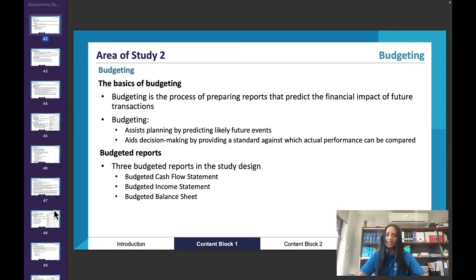So, budgeting is the process of preparing future reports in order to predict the financial impact of future transactions. This process assists planning by predicting likely future events, and it aids decision making by providing a benchmark against which actual performance can be compared. According to the study design, we need to be familiar with three budgeted reports: the budgeted cash flow statement, the budgeted income statement, and the budgeted balance sheet.